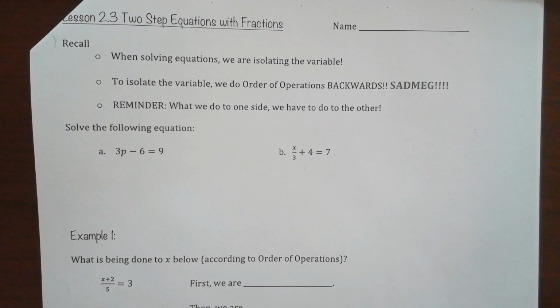Looking at this, we're recalling from yesterday. It says when solving equations, we are isolating the variable. We have been doing that for the past 2 days. To isolate the variable, we do the order of operations backwards, meaning we start with subtraction and addition first, then division and multiplication, then exponents, and then any grouping symbols, meaning parentheses, brackets, fractions, square roots, absolute value bars, those kinds of things. Those can be used as grouping symbols in any scenario.